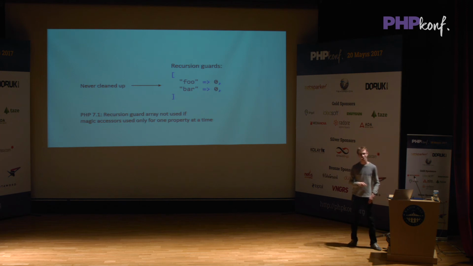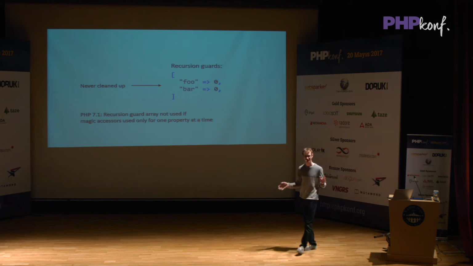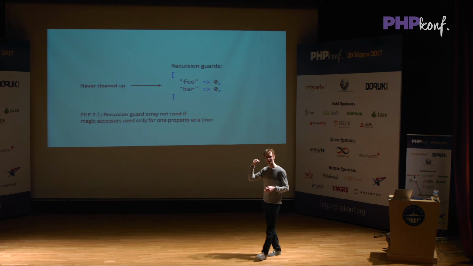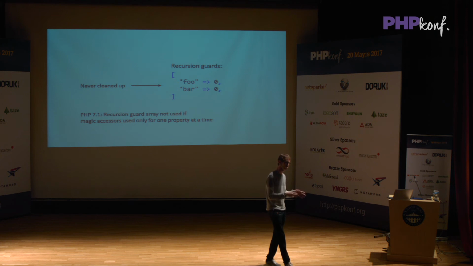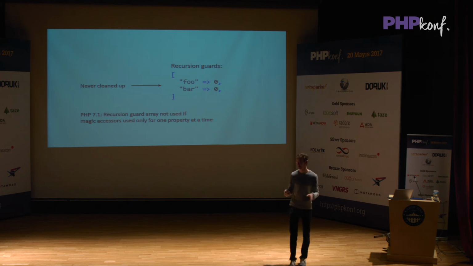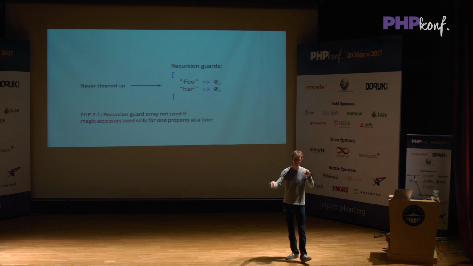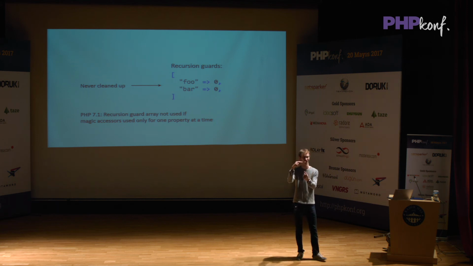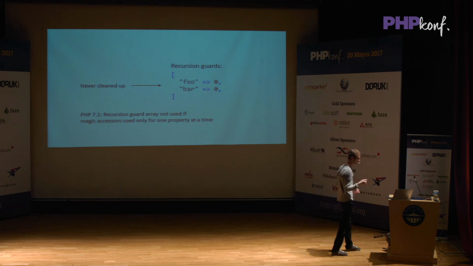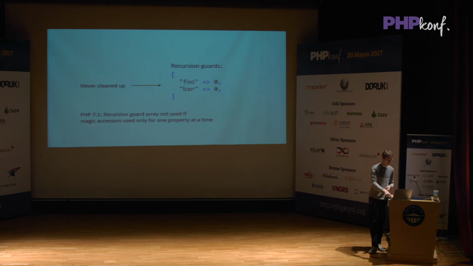The good thing is that in PHP 7.1, this has been mostly fixed. So if you don't do anything overly weird, if you only access one property at a time, so you don't have this kind of recursion get foo, get bar, then we no longer use this kind of guards array. We only store the current property and which accessor we are in. And in that case, we no longer have this kind of effective leak. So if you're on a sufficiently recent version, that's not a concern anymore.